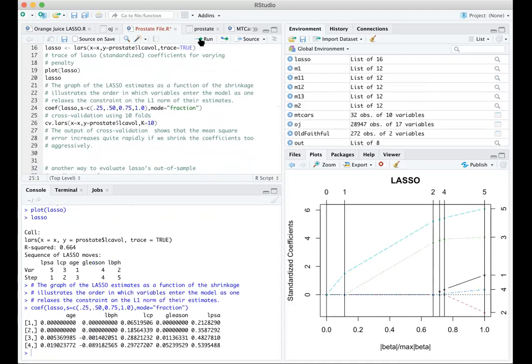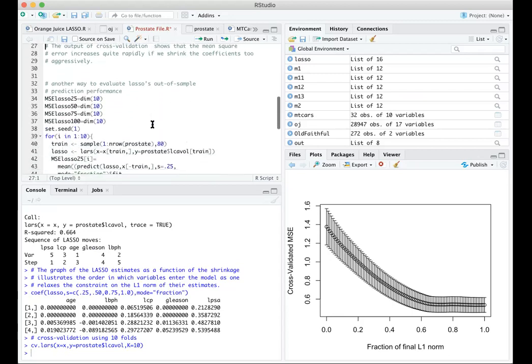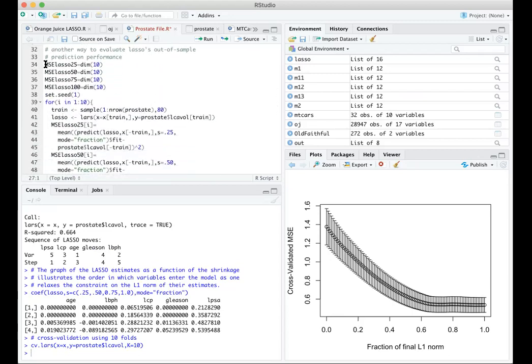Now the cross-validation using 10 folds, where x equals x and y equals the prostate. Now the output of cross-validation shows that the mean square error increases quite rapidly if we shrink the coefficients too aggressively. There's also another way to evaluate lasso's out-of-sample prediction performance.